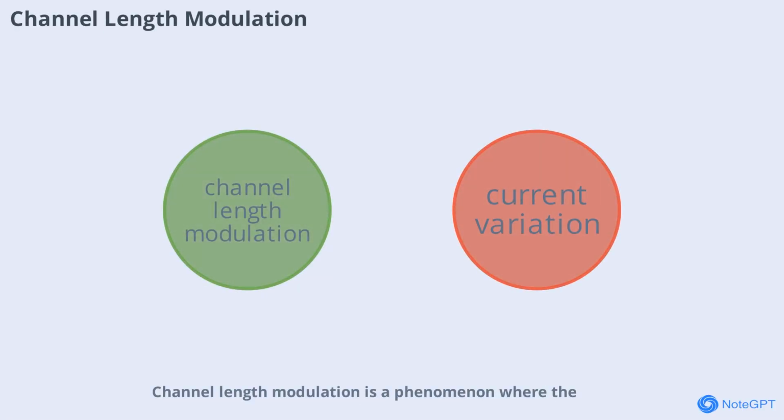Channel length modulation is a phenomenon where the effective channel length decreases as the drain source voltage increases. This causes the drain current to rise slightly in the saturation region, deviating from ideal constant current behavior. Designers must consider channel length modulation when modeling MOSFETs for accurate circuit simulation and performance prediction.